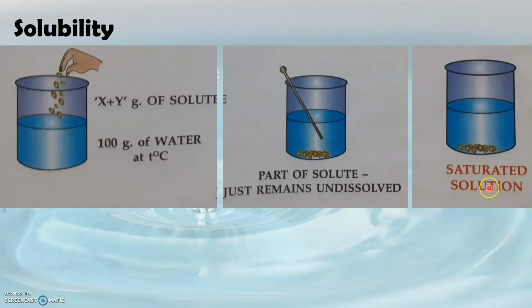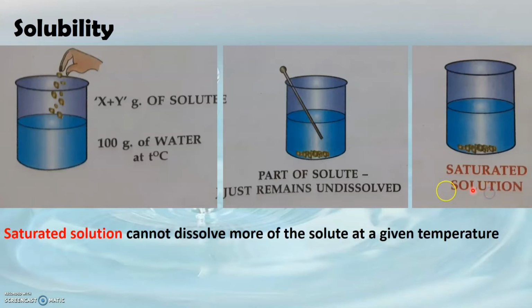So what is a saturated solution? A saturated solution cannot dissolve more of the solute at a given temperature. Initially, that X gram of solute was dissolved by the solvent water when it was mixed well. When we added more solute, that also got dissolved in water and we got an unsaturated solution. An unsaturated solution can dissolve more of the solute at a given temperature.